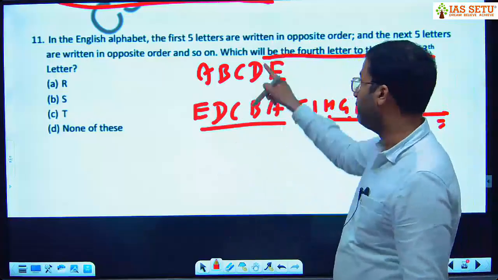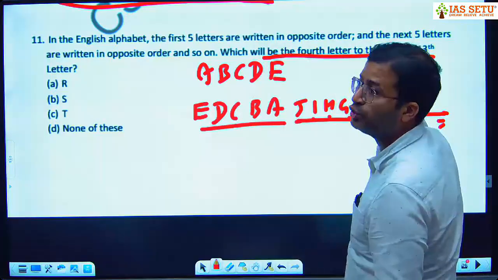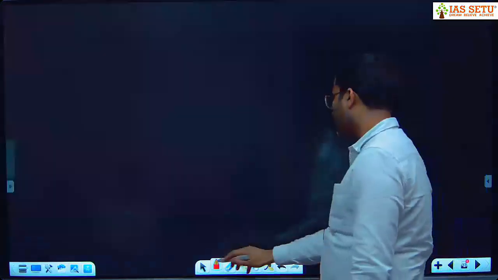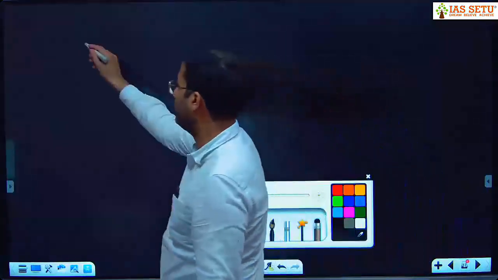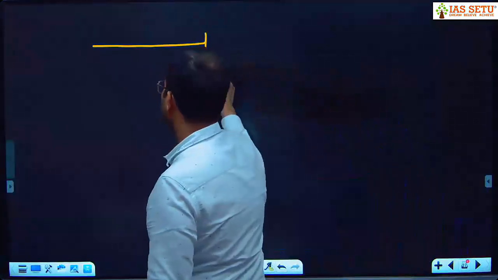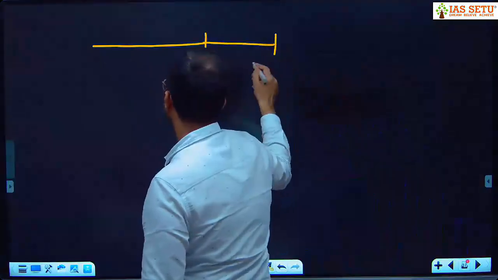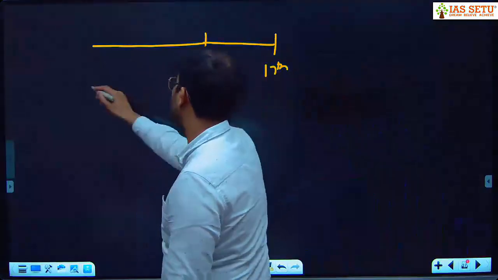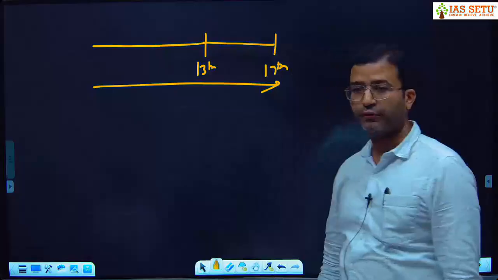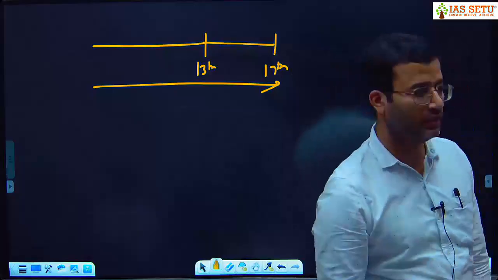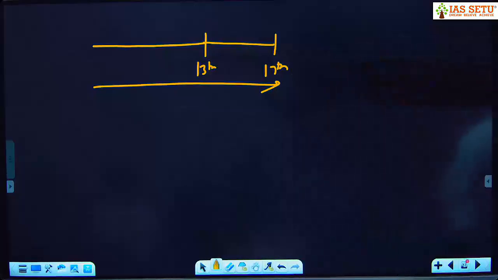There are 2 steps. First, you have to find what position we are looking for. 4th letter to the right of the 13th letter. So this is the 13th letter. 4 to the right of 13 means the 17th letter. So step number 1 in this question, we are looking for the 17th letter.